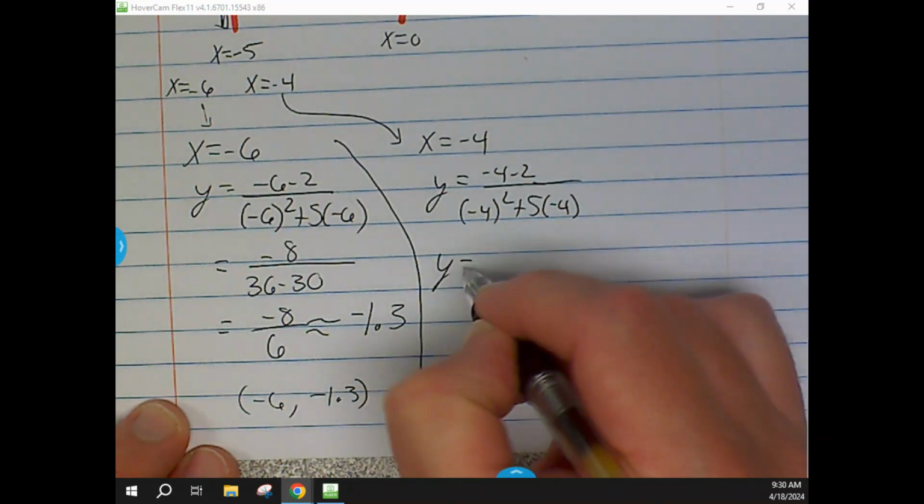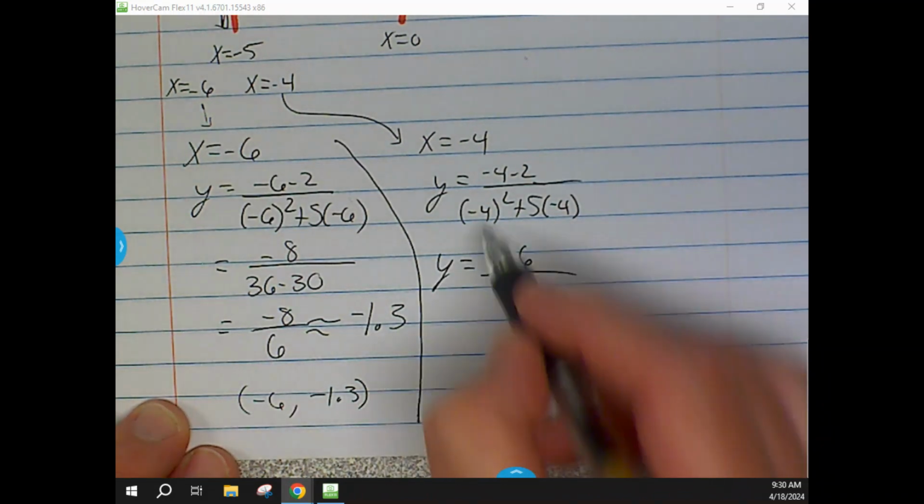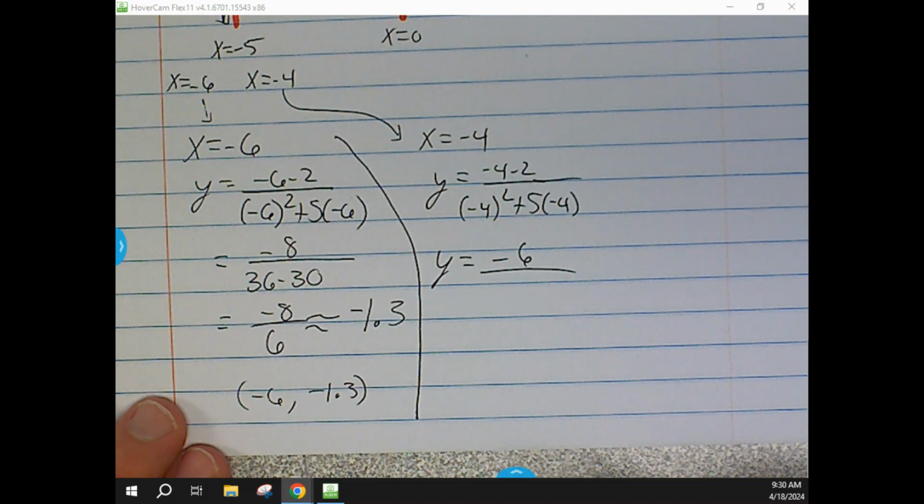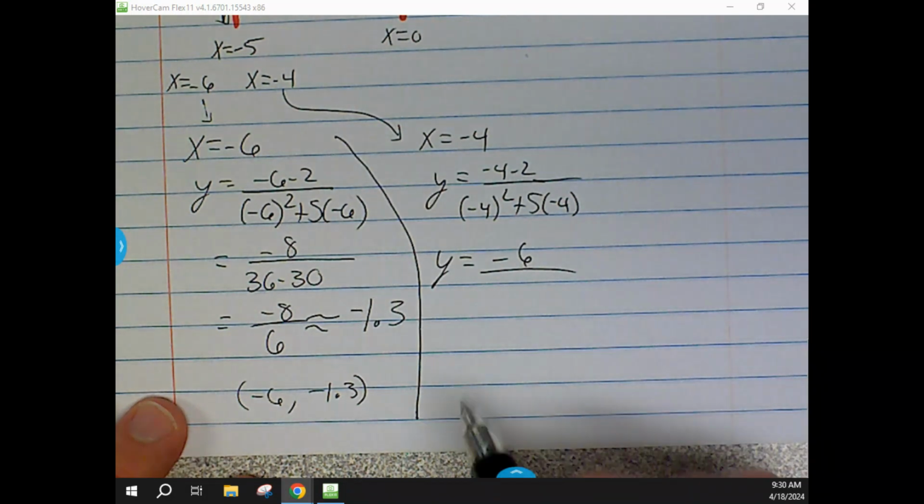All right, so that gives us -6 over. Have you ever been in decimal form and fractions? Just so you can kind of know, because it's easier to graph decimals than it is to graph fractions, to me. I mean, either one's fine. Doesn't really matter which one you get there.